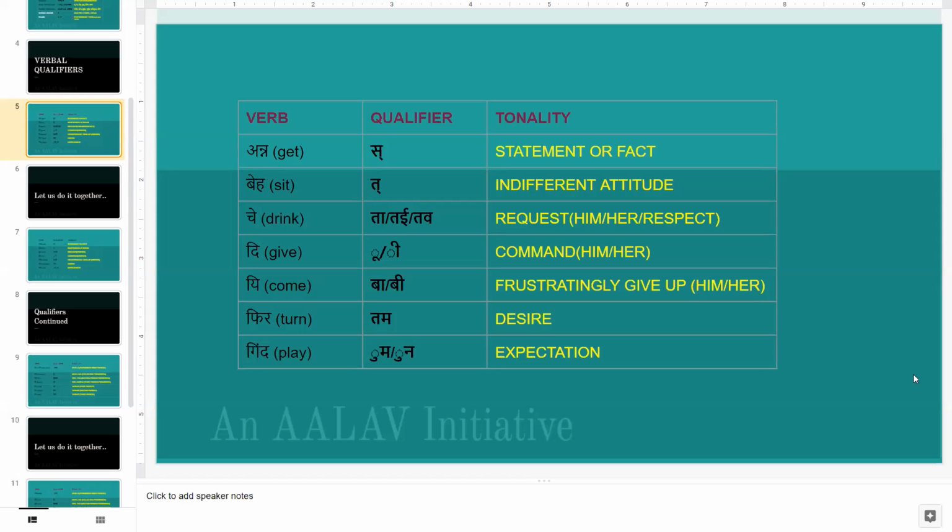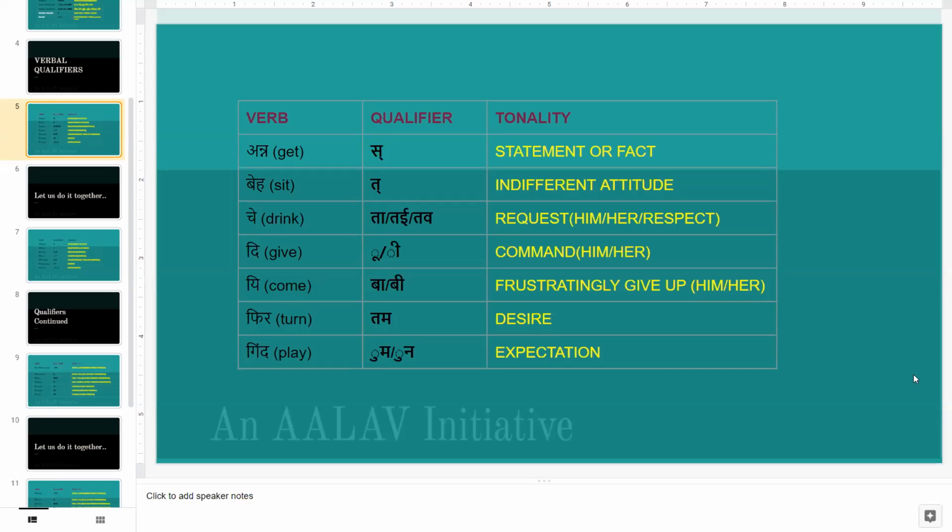Then ant. Ant shows an indifferent attitude. So he says, hey, Maggie, and you say, ant. So I don't care whether you give it to me or not. If it is there, you give it to me. Otherwise, I don't care. Right? So the verb is the same, but just adding a qualifier to it changes the tonality completely. The first one is a statement which says, yeah, please give it to me. Another one is, I don't care.